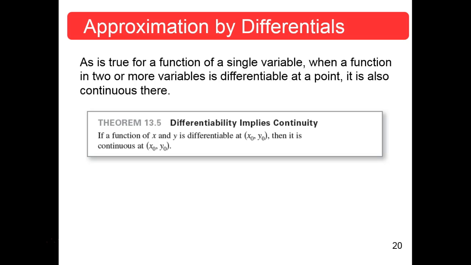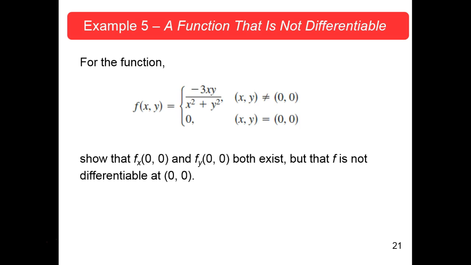So if a function of x and y is differentiable at x0, y0, then it has to be continuous at x0, y0. Must be. No way around it.